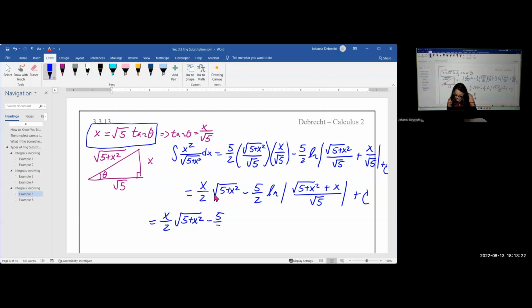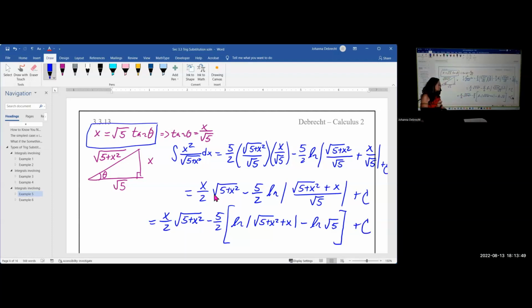Now we have minus 5/2, and I'm going to use big parentheses. They're going to have the natural log of the absolute value of the square root of 5 plus x squared plus x. That's where my variable is, where I need the absolute values. Now, the absolute value of square root of 5 is square root of 5, so I can drop those. And it gives me minus the natural log of the square root of 5, plus a constant.